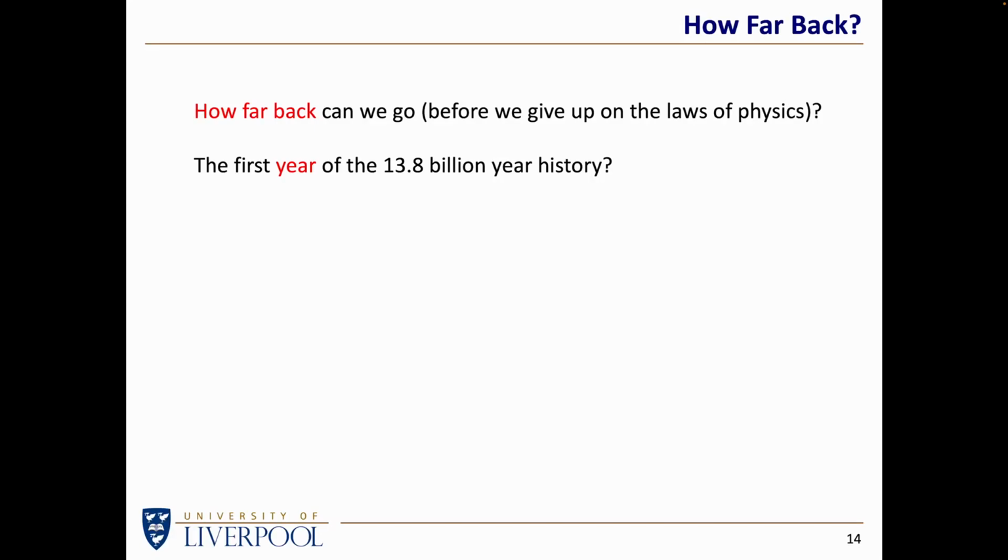If we go back 13.79999, if you like, billion years, yes, we think the laws of physics were understandable 1 year after the Big Bang. What about 1 day after the Big Bang? What about 1 hour? What about 1 minute? What about 1 second after the Big Bang? Yes, we have good reason to believe the laws of physics we understand today still held at that point.